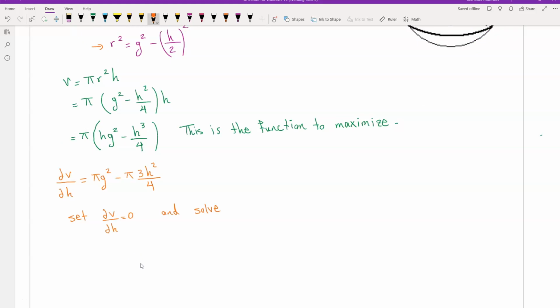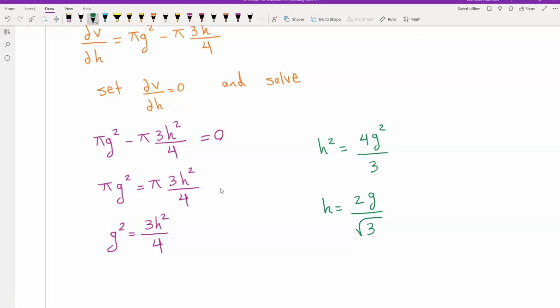Now take the derivative, dV divided by dh, that is equal to pi times g squared minus pi times 3h squared divided by 4. Now set dV divided by dh equal to 0 and solve. So pi g squared minus pi 3h squared divided by 4 equal to 0. Pi g squared equal to pi 3h squared divided by 4. Isolate g squared, that is equal to 3h squared divided by 4. And then h squared is equal to 4g squared divided by 3. And then using the square root on both sides, we have h equal to 2g divided by square root of 3.